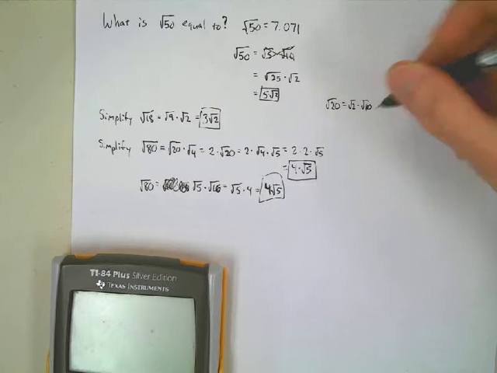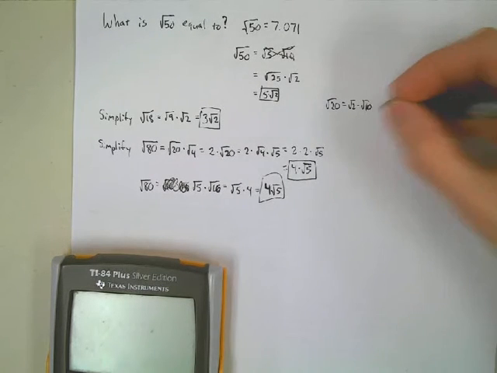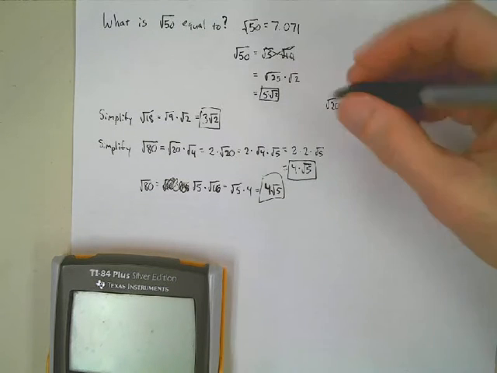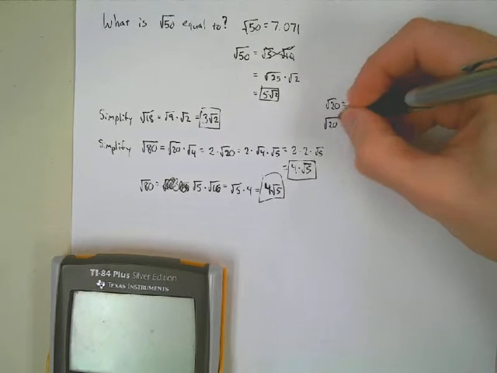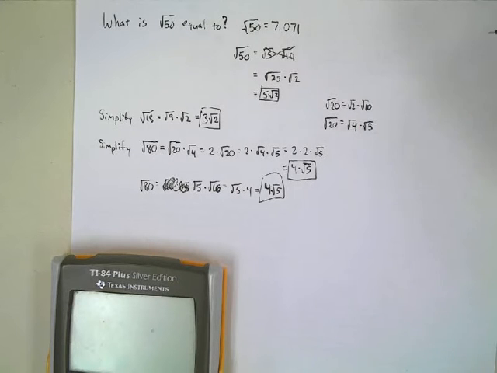2 is not a perfect square, not on our list. 10 is not a perfect square, it's not on our list. But why did I break 20 up into root 4 times root 5? What if you can't figure out the 2 numbers? Well, that's why you have your calculator. You guess and check using your perfect squares. You guess and check.